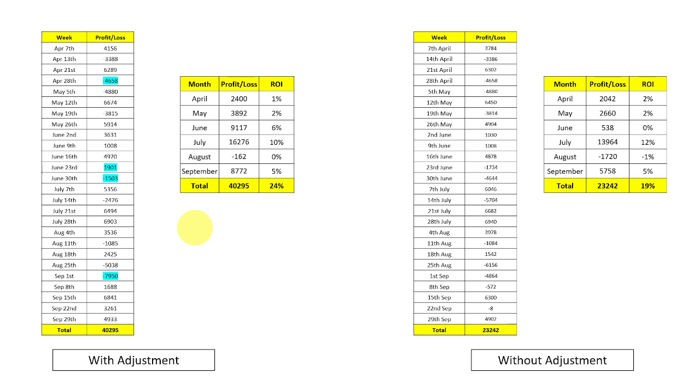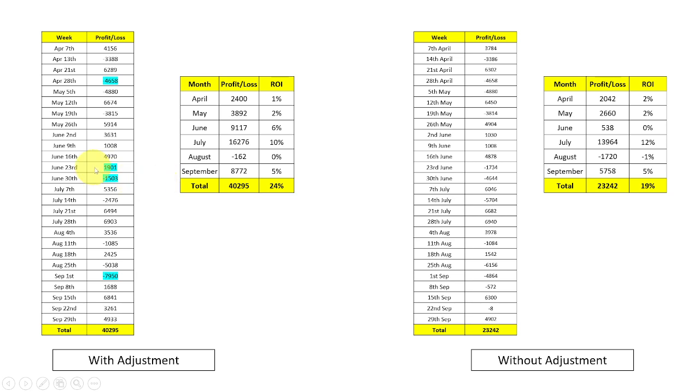I'll explain 2 cases. Even though I'm highlighting this minus 1503, which is not a profit, it is better than the same case without adjustment, which is minus 4644. Here it is a 1900 profit, whereas here it is minus 1734. I'm going to explain these two cases in brief.